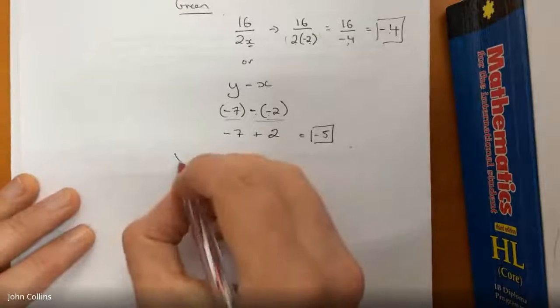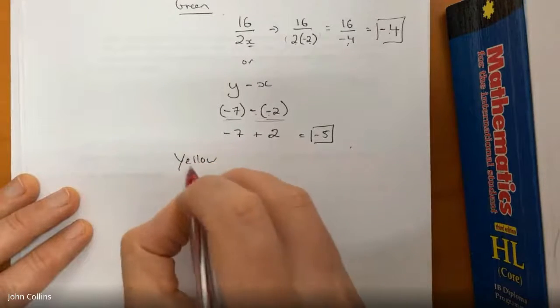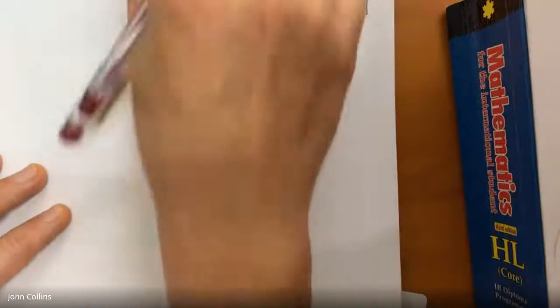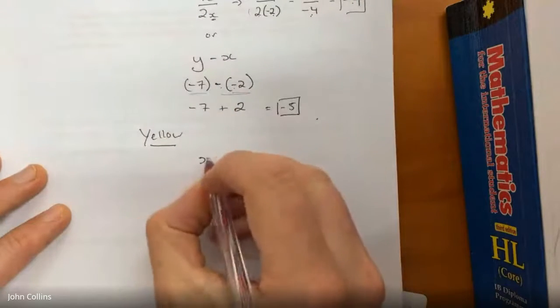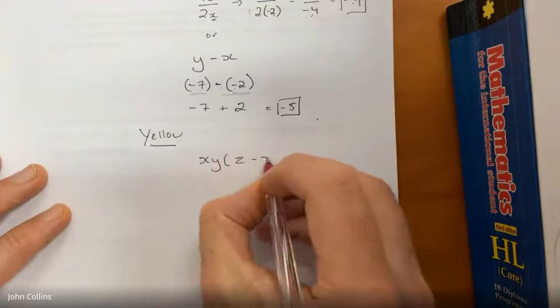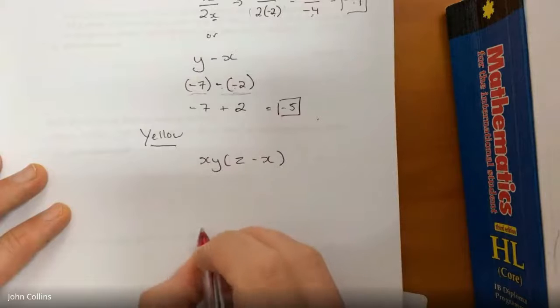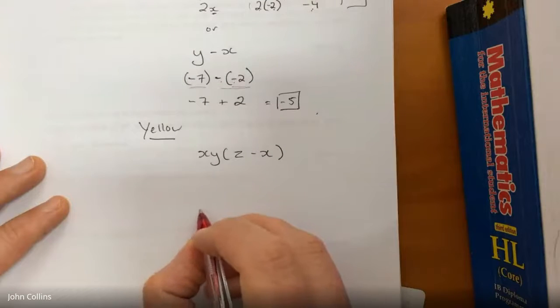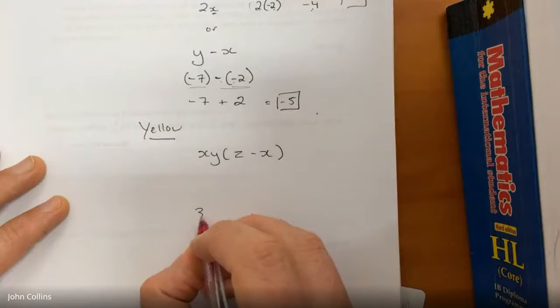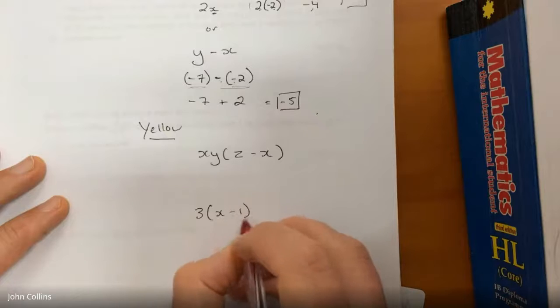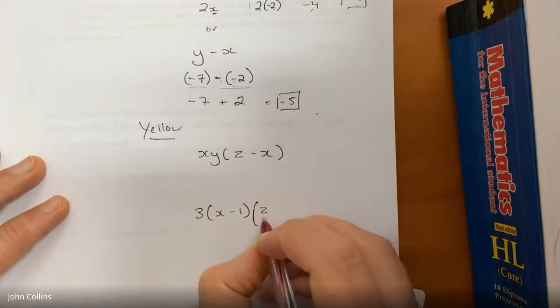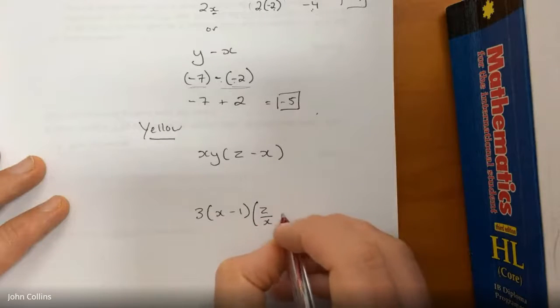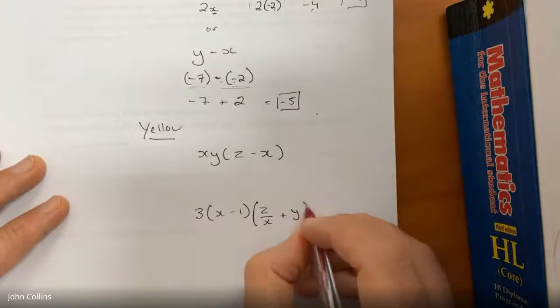Let's do something that may come up in yellow. So I'm going to do x, y times z minus x, and then I'm going to do, let's put something, 3x minus 1 all over z over x plus y.